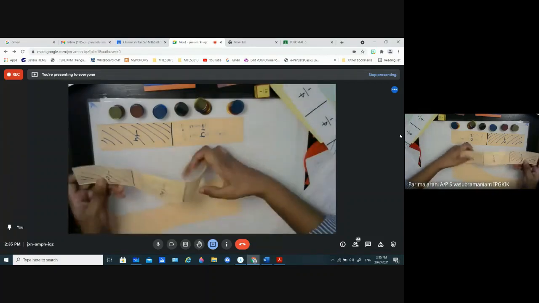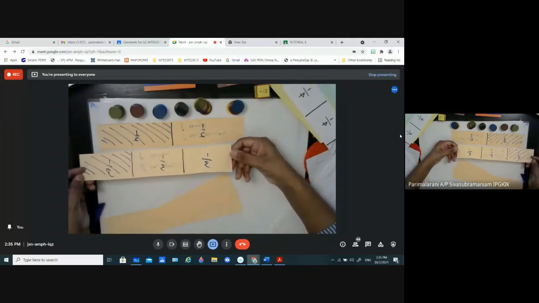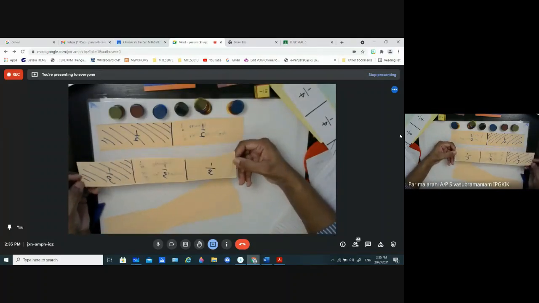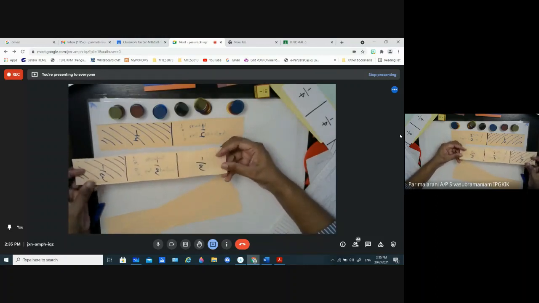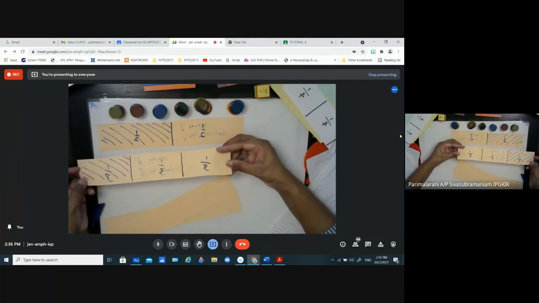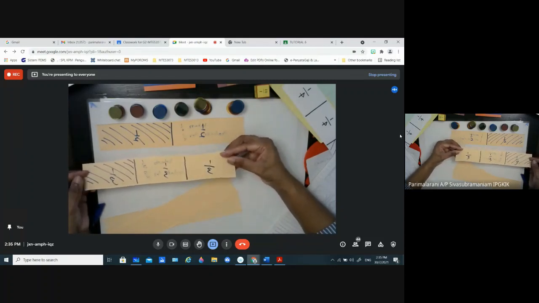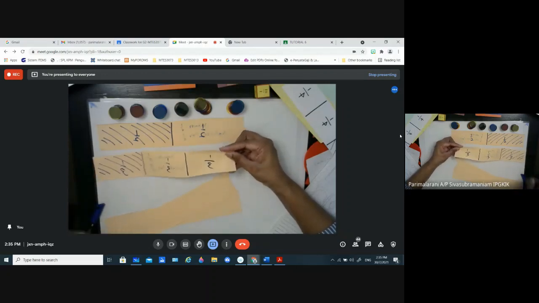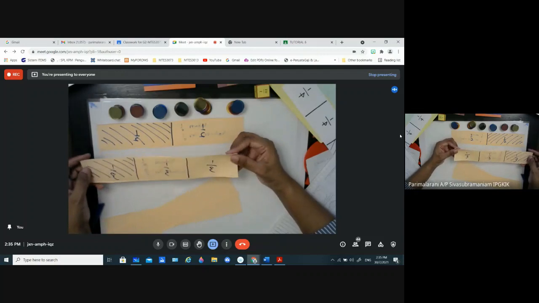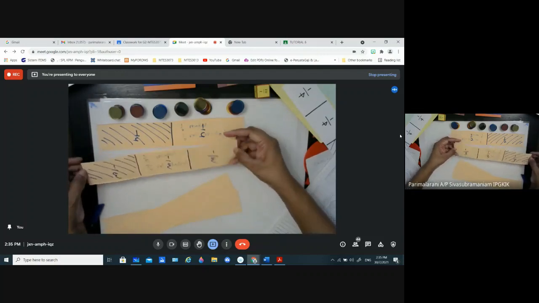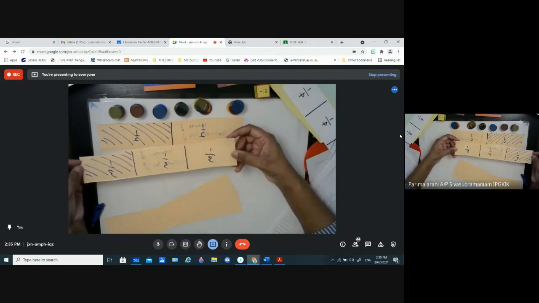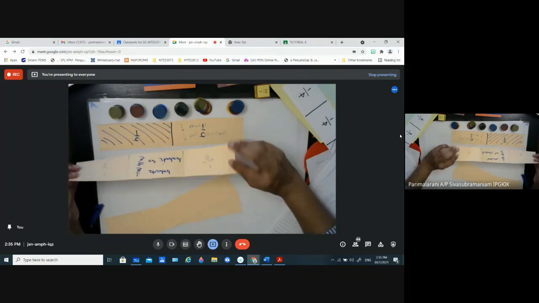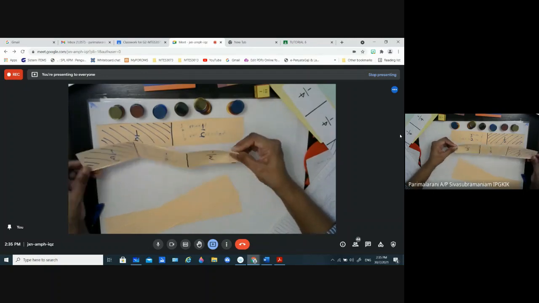Then when you're teaching this in class, you can tell them, okay, this paper strip is divided into 3 equal parts. Because it's 3 equal parts, so the denominator is 3. We have 1 shaded. So ask them to read one-third shaded. The informal way is to say one over three, the formal way is to say one-third. One-third shaded, two-thirds not shaded. Okay, if they're not sure, they can turn to the back and they can see.